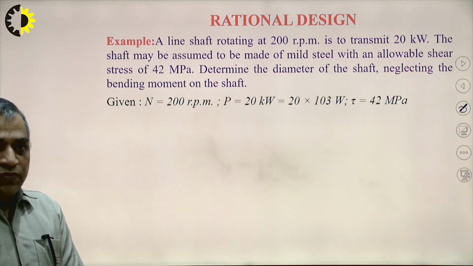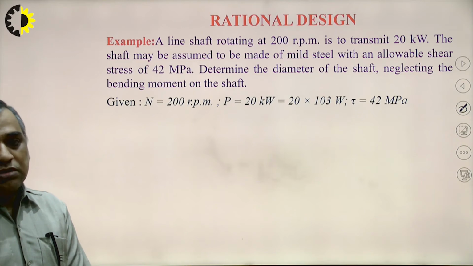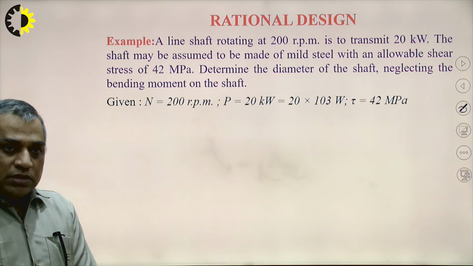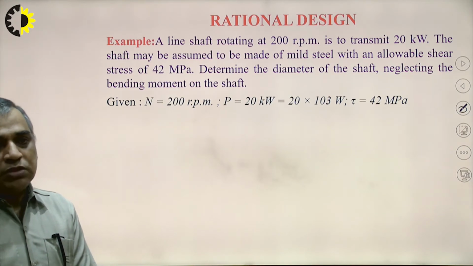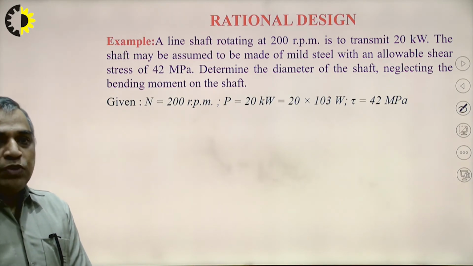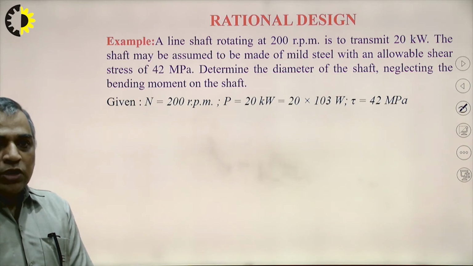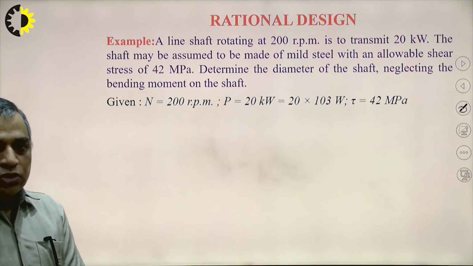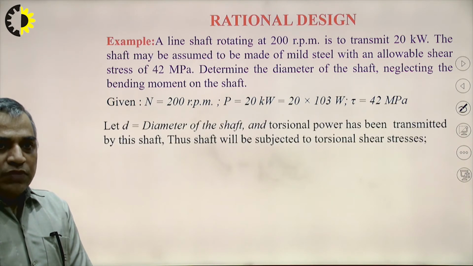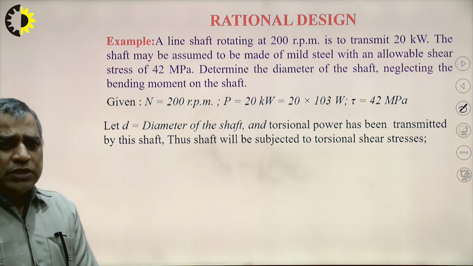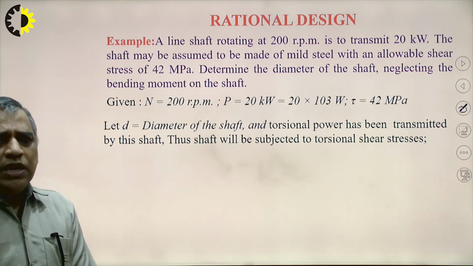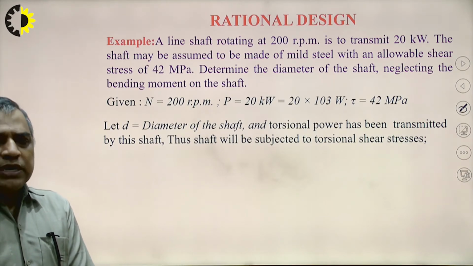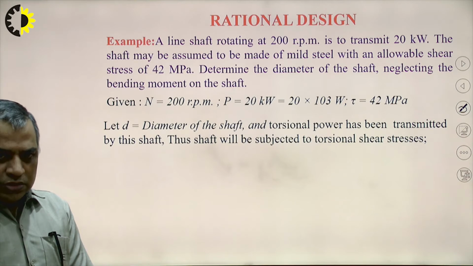So in the very first step for the solution, if we handle it like a numerical problem, it is given that the speed is 200 rpm, power to be transmitted is 20 kilowatt, and we have converted it into 20 into 10 to power 3 watt, and tau allowable is 42 megapascal. Then very first we assume the diameter of the shaft, that is d, and megapascal is Newton per mm square, so we will get the diameter in millimeter in this solution.